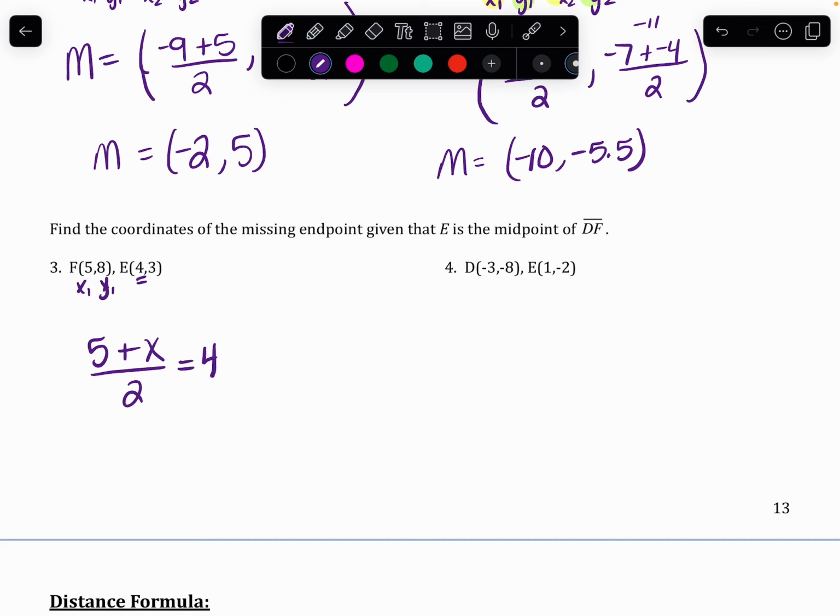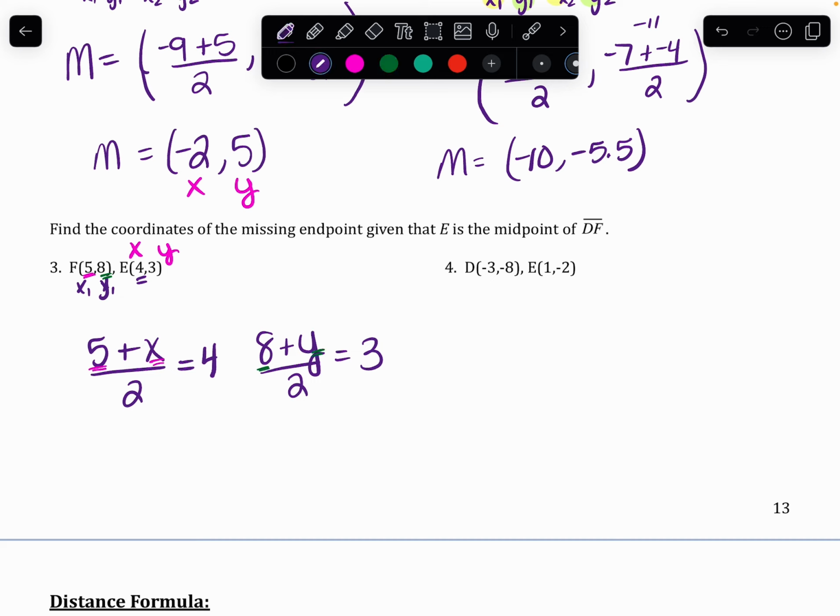Or we have 8 plus the other y divided by 2 equals 3. So I'm finding the two coordinates using this midpoint, because the midpoint gives you an xy coordinate. So this is my x and my y, and this is just my first x. So I'm solving for my second x. And then this was my first y, and I'm solving for my second y.